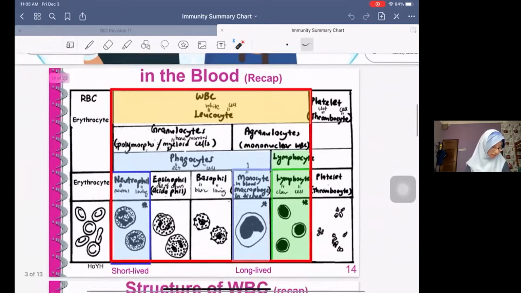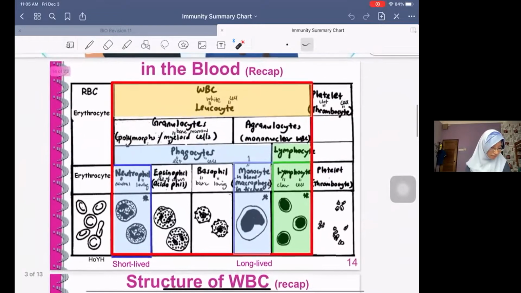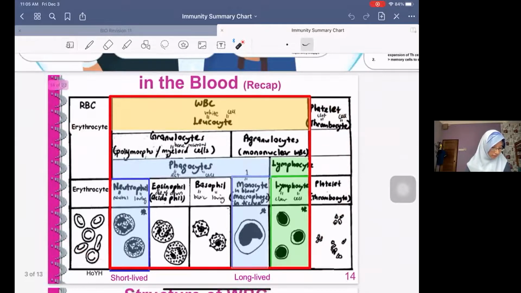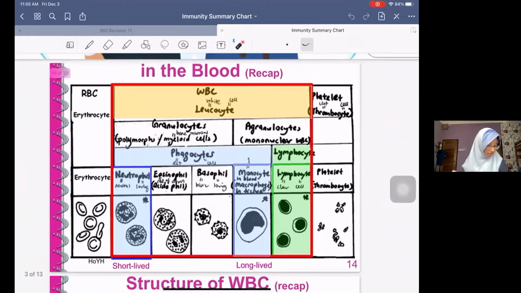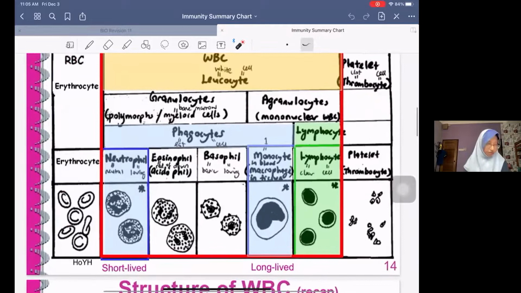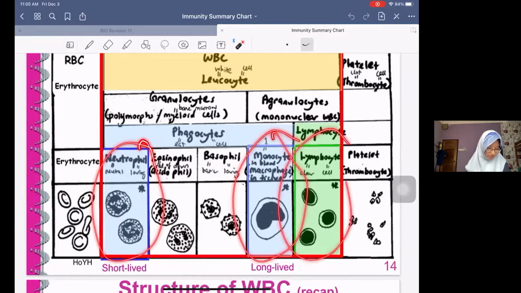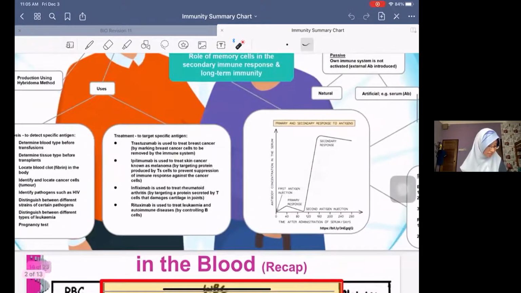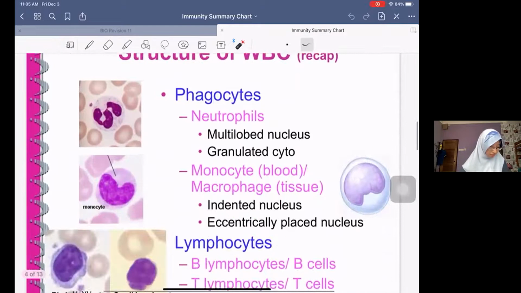We have the types of white blood cells here. White blood cells are divided into two parts, granulocytes and agranulocytes. The ones that we should know are the phagocytes and lymphocytes. The ones we're only going to be learning are neutrophils, monocytes, and lymphocytes. All of these participate in the immune response. That's just a brief introduction.